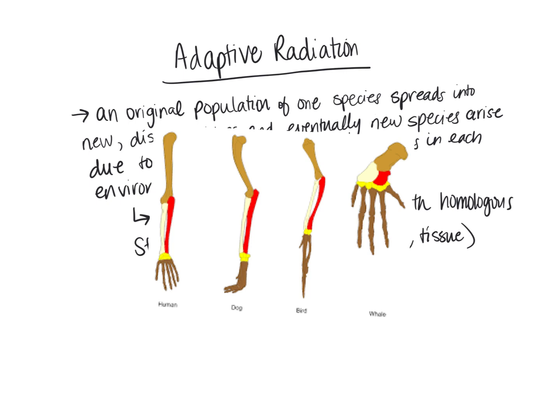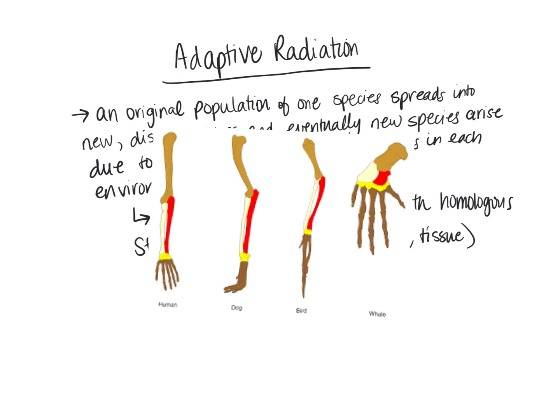Here you have different colored bones, and what they're trying to show you here is how the same tissue, which is the bones of the hand, have changed based on the needs and environmental pressures that the organism is going through. So in the case of humans, we have a specialized structure for grasping or holding on to things. But in dogs, that same structure is used for walking.